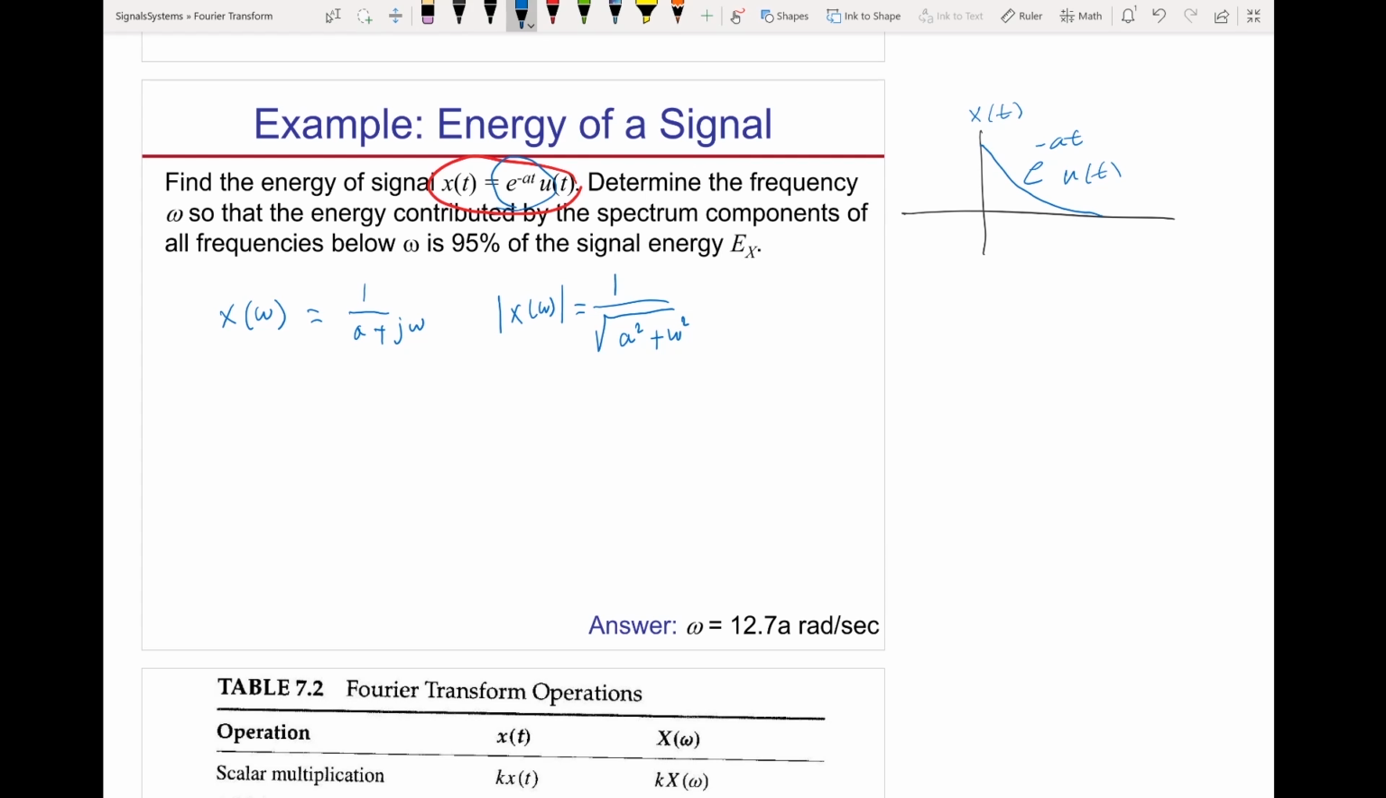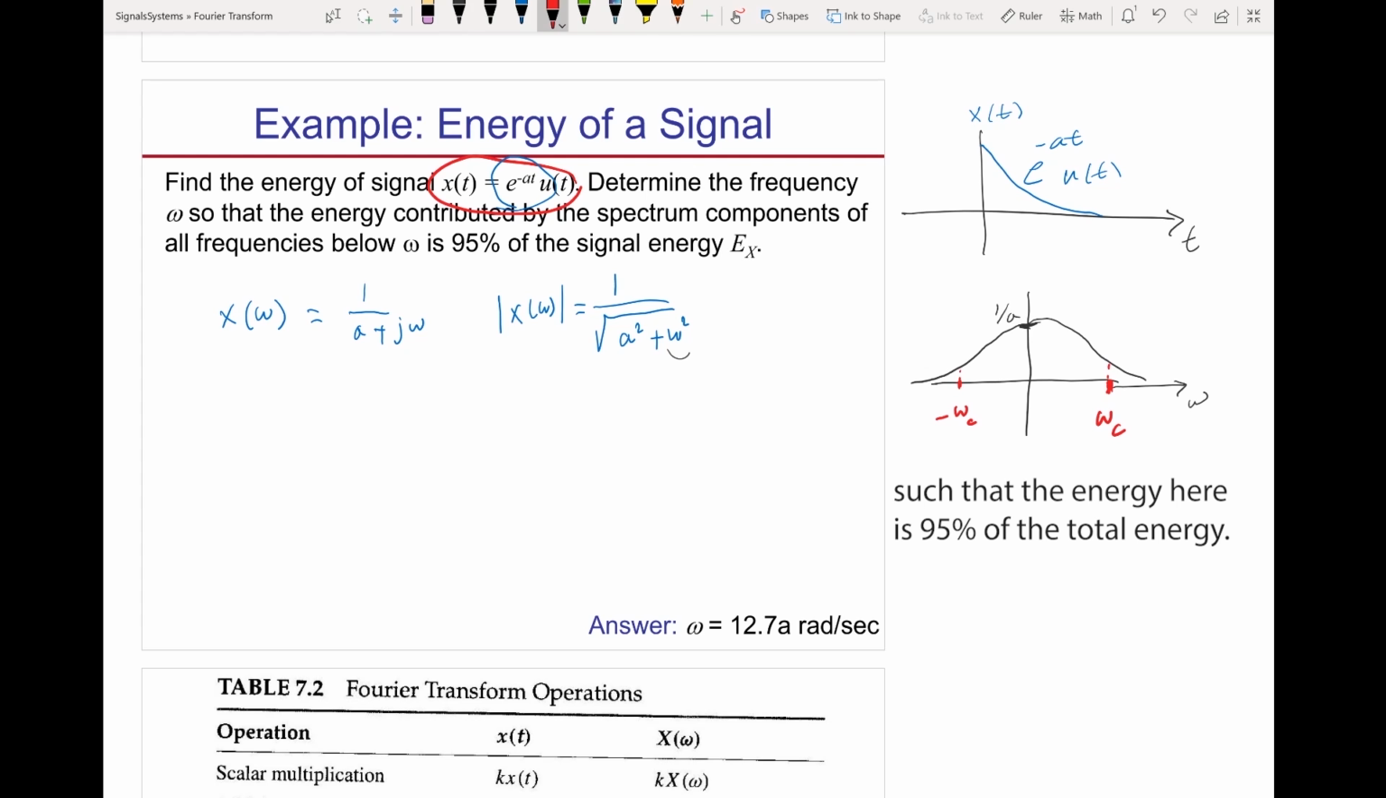and if I plot it, this is omega, here it's t. When omega is 0, this is 1 over the square root of a squared, so this is 1 over a. Now the question is, where is that frequency, let's call it omega c, and minus omega c here, such that the energy here is 95%? So we need to find this omega c. How are we going to solve this problem?